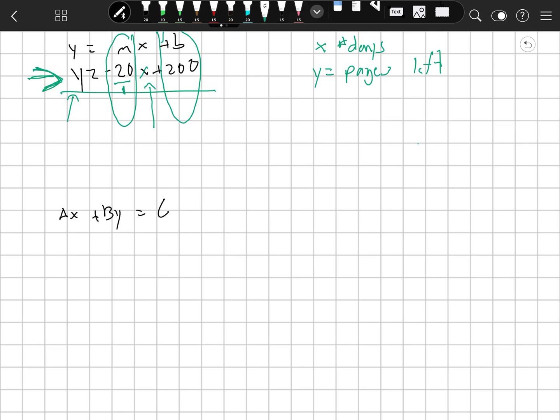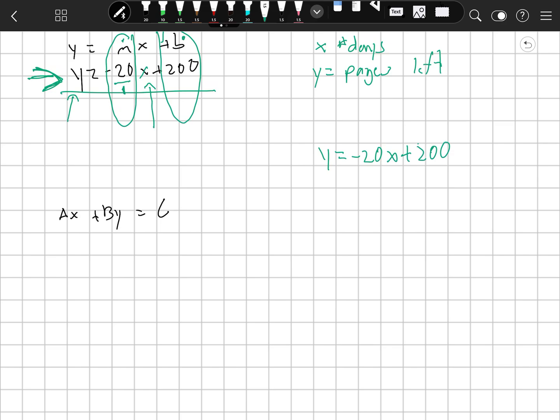Okay, so this is called slope-intercept form because we have the slope m and the intercept y. This function was easy to write in slope-intercept form just because of the way it was worded. But there are other forms of a linear function. So we're going to take a look at this slope-intercept form. I'm going to rewrite it: y equals negative 20x plus 200. And I'm going to rewrite it in standard form, and we'll talk about the advantages to standard form.